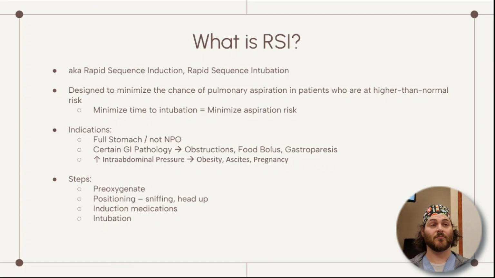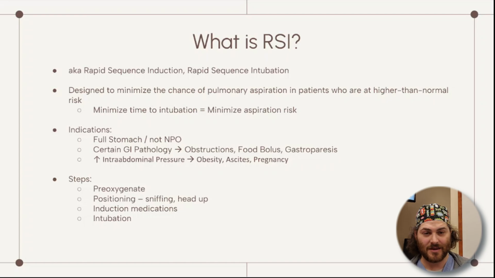Positioning, you're going to have them relatively head up, definitely not head down like Trendelenburg or anything, because you'll put them to sleep and everything will go with gravity. So you're going to have their head somewhat up, and in a sniffing position would be ideal because that's the position you intubate in. You're going to push induction medicines, usually something to go to sleep with, like propofol, and then something to paralyze, like succinylcholine or rocuronium. And then you intubate. No bagging, none of that stuff. Hopefully not a lot of dilly-dallying.